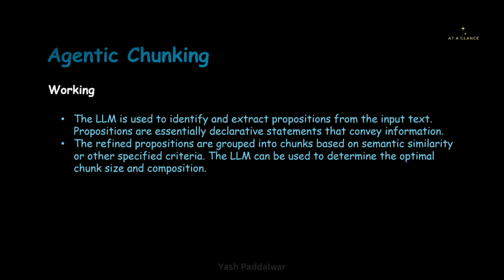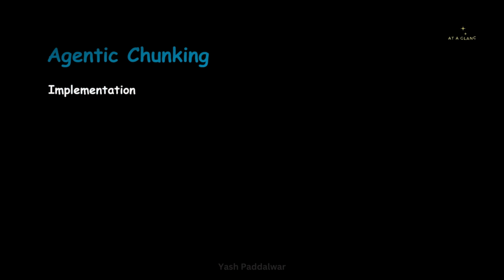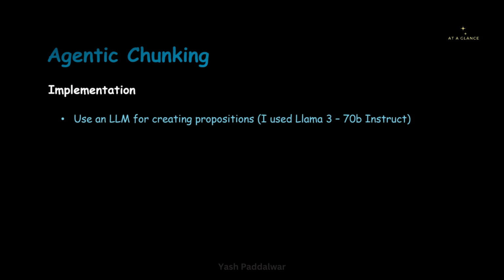This is how it works, and now we are going to see how we can implement agentic chunking using one of the most popular and best large language models, that is nothing but Llama 3. So let's see the implementation. Now for implementing the agentic chunking strategy, we require a very important thing, that is a large language model to create propositions. Here I'm specifically using the Llama 3 70 billion instruct model. And obviously, if you are using a large language model, you will have to frame a prompt. This prompt is nothing but a set of instructions that we give to the large language model to perform a particular task.